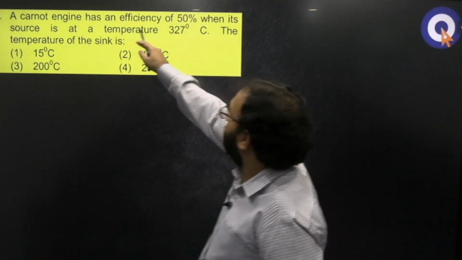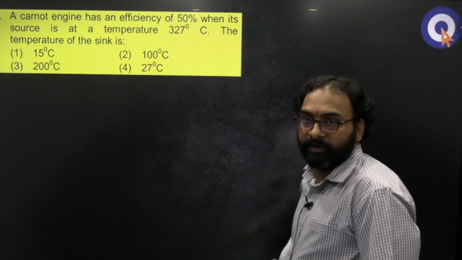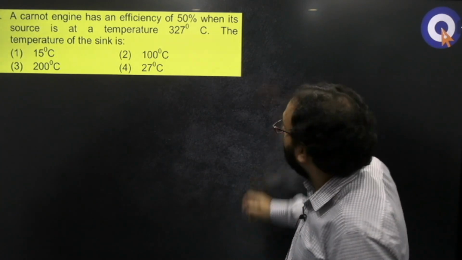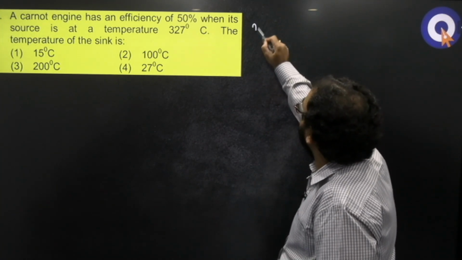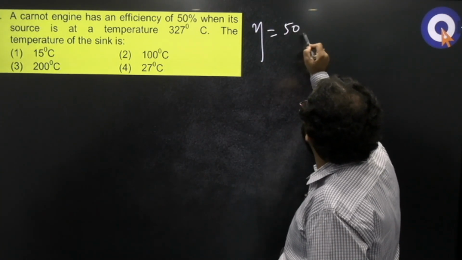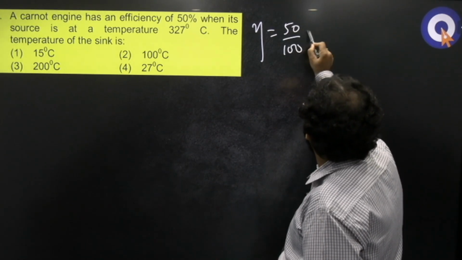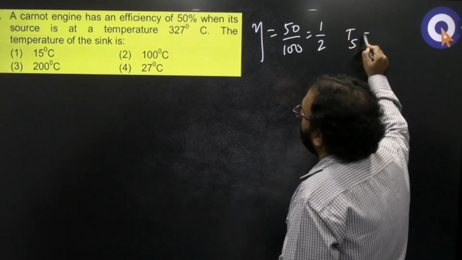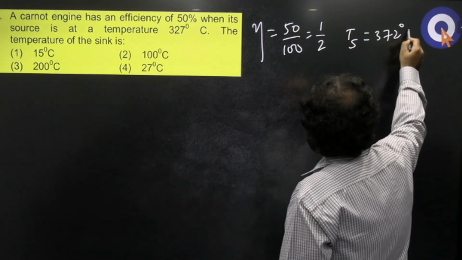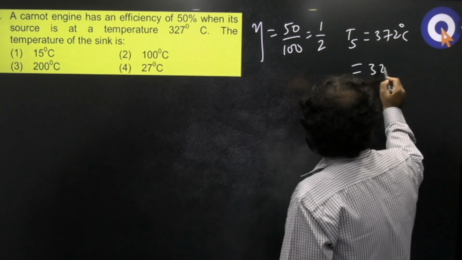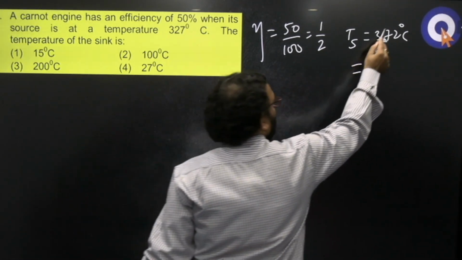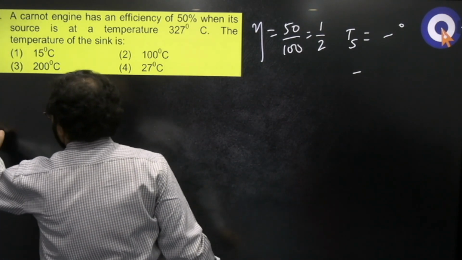A Carnot's engine has an efficiency of 50%. In this next question, this is related to Carnot's engine thermodynamics. So efficiency is 50%, that is 50 by 100, 1 by 2. Source temperature is given as 327 degrees Celsius. We need to convert it into Kelvin scale also.